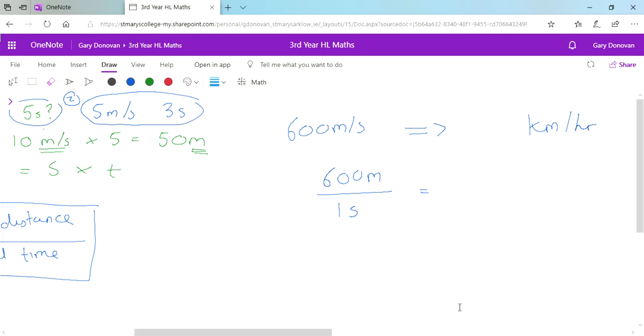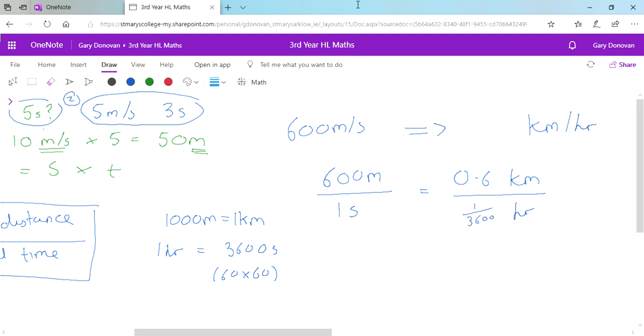If I want to change that to kilometers per hour, I want to write the top line in kilometers and the bottom line in hours. So 600 meters to kilometers, well, there's 1000 meters in a kilometer. So 600 meters in kilometers would be 0.6 kilometers. I divide by 1000. Now, seconds to hours. In 1 hour, there is 3600 seconds, which is 60 minutes by 60 seconds. So if I want to get seconds in hours, I need to divide by 3600. So it's 1 divided by 3600 of an hour.